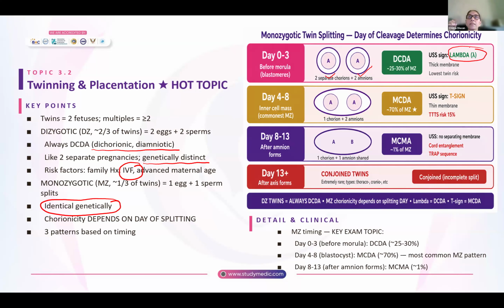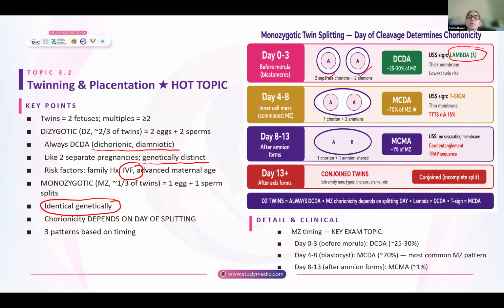And the membrane that is there in between both the twins is a very thick membrane. And because there are two different placentae, this DCDA twin has very low risks. We will see what the risks are in an MCDA twin. Basically, they do not share the placenta. There are no anastomosing channels between both the twins. So DCDA twins have comparatively lower risks than MCDA twins.